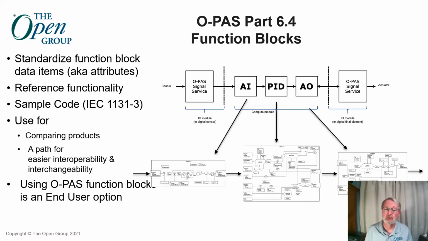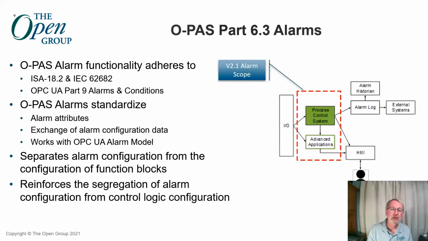And if used, it should be a path for easier interoperability and interchangeability. OPAS 6.3 deals with alarms. And this is the first step of entering the alarms into the OPAS standard. I envision there may be more, but for right now, the alarm scope deals really with inside the process control system and maybe advanced applications. It does not talk about HMI, it does not talk about alarm rationalization, does not talk about master alarm database.